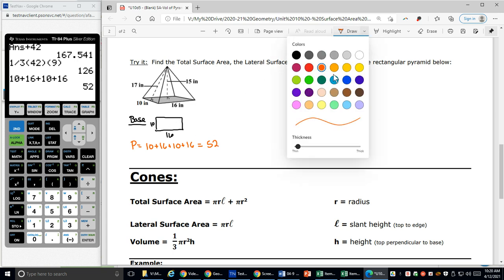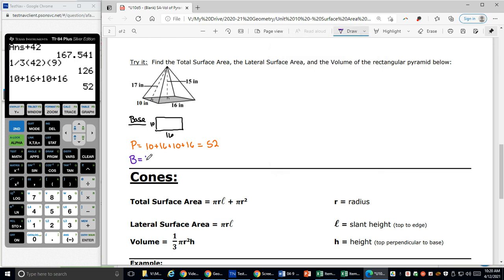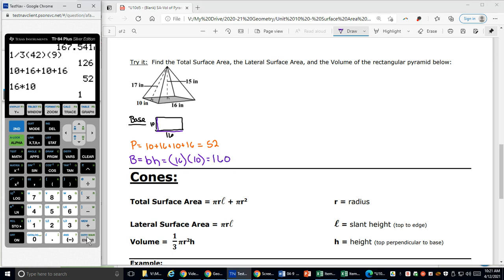So that is the perimeter of that base. Now the area of the base, it's a rectangle, so the area of the base is its base times its height. So not the base and height of my pyramid, but the base and height of the base. So the base is 16. The height is 10. So the area of my base, 16 times 10, is 160. You can check it in your calculator. Okay? All right, so now that is the kind of work that we need to get done.